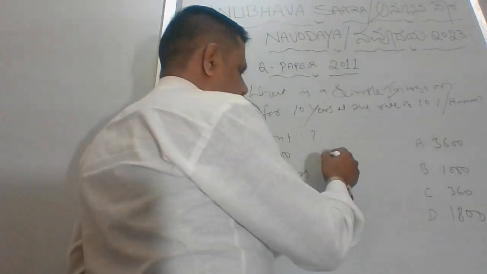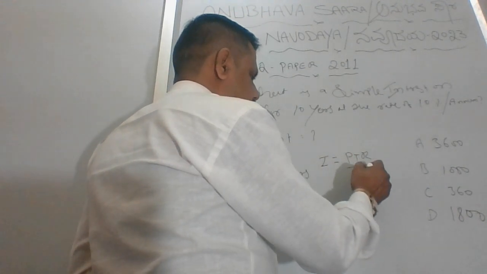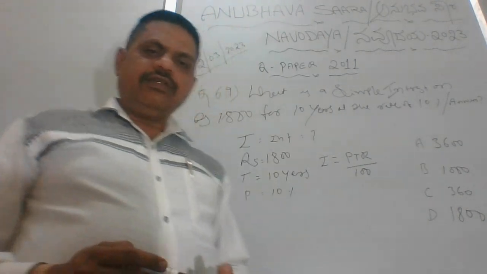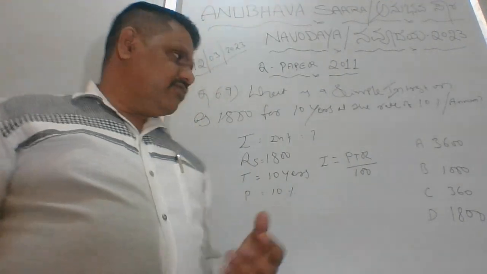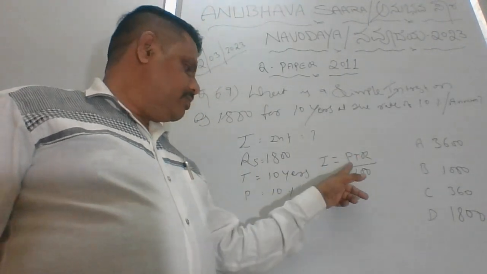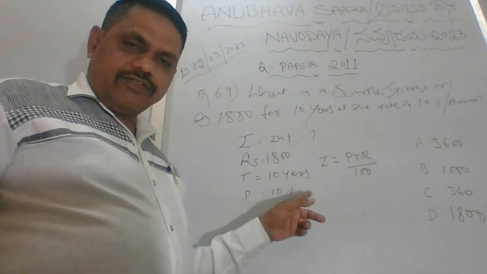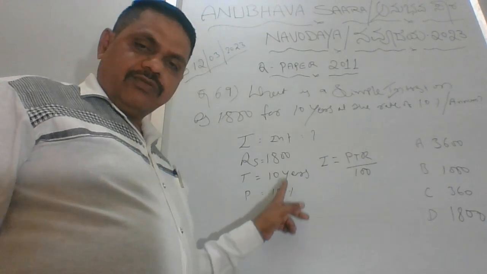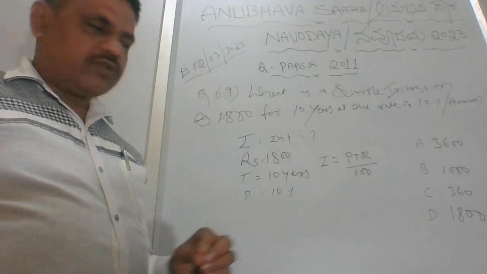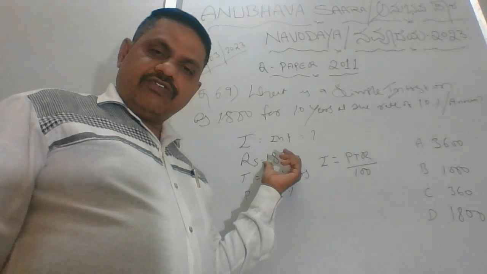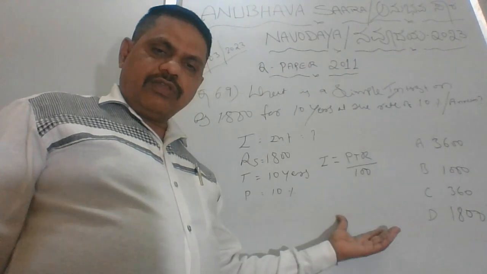Whenever you get this kind of question, you should have one simple formula. I'll write it here. The simple formula is I is equal to PTR divided by 100. I hope everybody knows what 100 is. 100 is nothing but the percentage. So what does PTR stand for? P is the principal, T is the tenure of 10 years, and R is the rate, 10%. It may be anything. If you know this, then you can easily solve the problem.